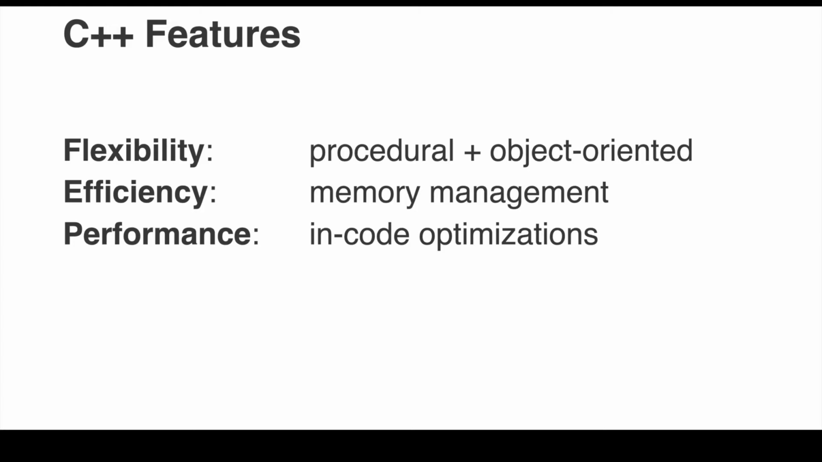The second feature of C++ is efficiency. It has a lot of capabilities in terms of managing memory, and we'll actually be exposed to some of that during this class. The third feature of C++ is performance. So it allows for certain kinds of code optimizations, which we'll also be covering in this class.